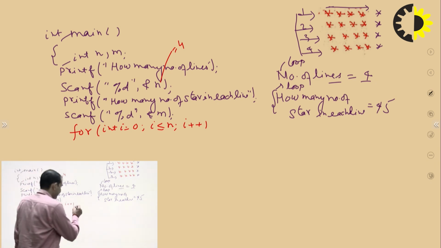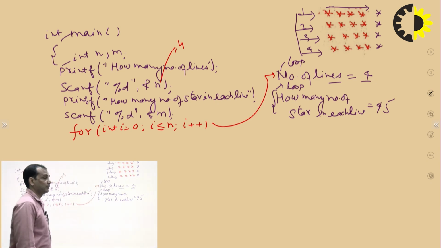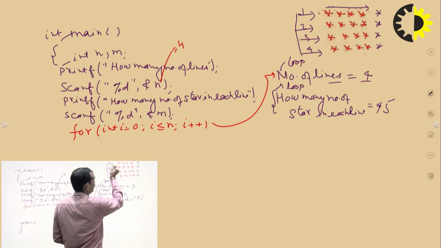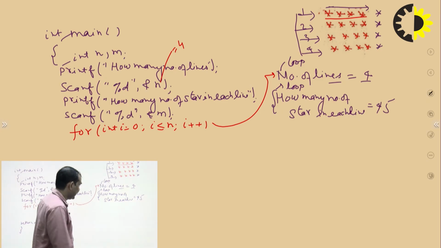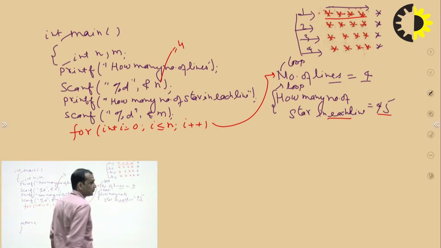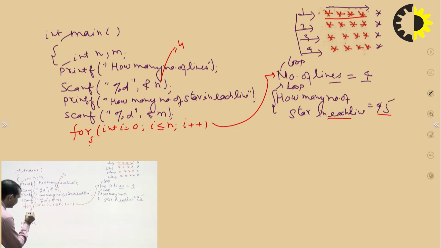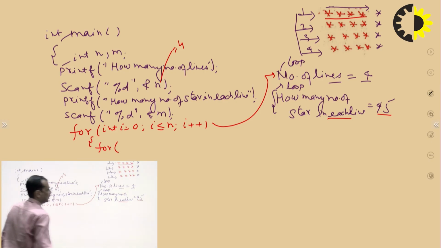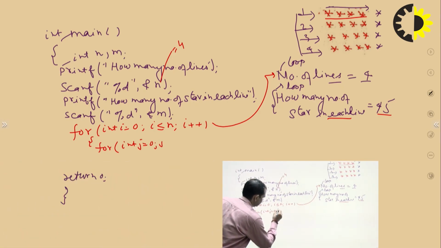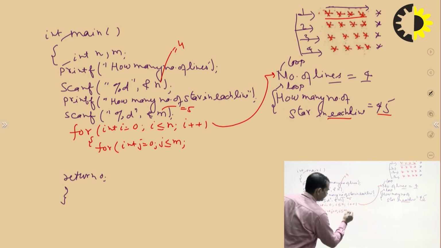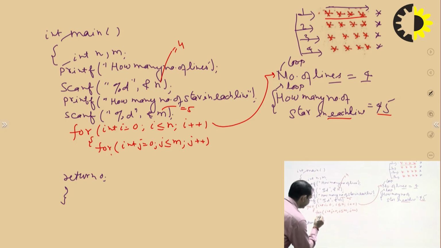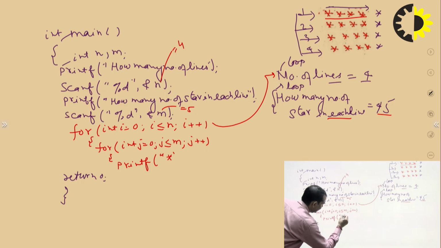This loop indicates how many lines it will print. But inside one line, how many stars do we require in each line? So we use another loop inside this. Again we are using a for loop, and we are taking the value m, means m value is 5, and inside this loop we use printf, and we print only a star.